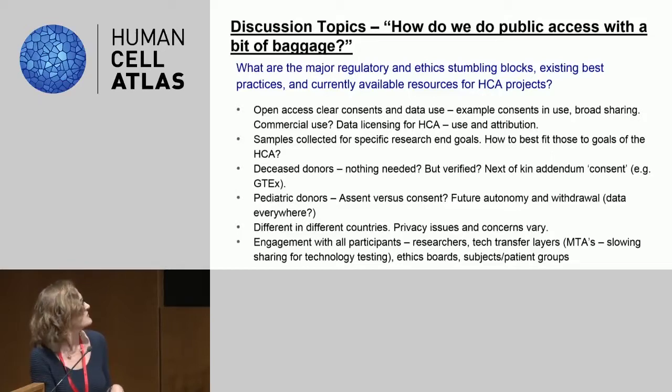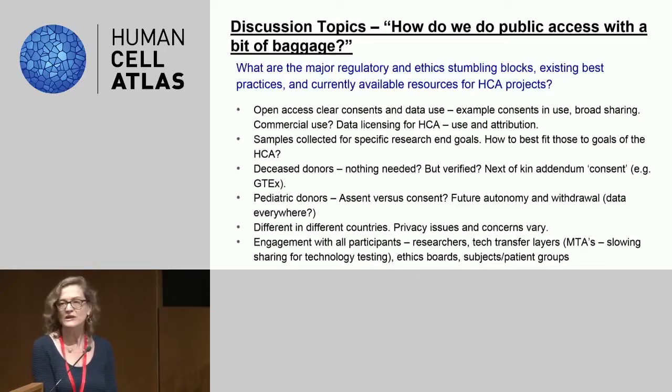So our topic was dubbed, how do we do public access with a bit of baggage? That was Adrian's term, so I kept it up there because I thought it was a good summary for the session. And these are the kinds of issues that we ended up discussing. One of them was related to the open access and having clear consents and clear information about data use.